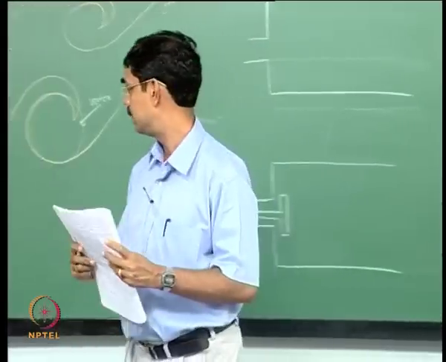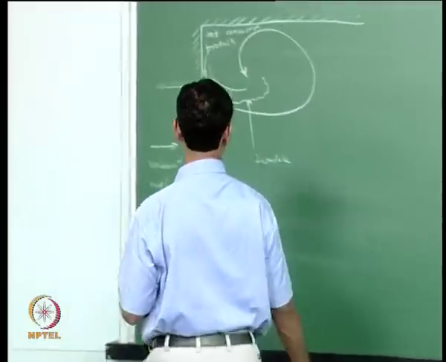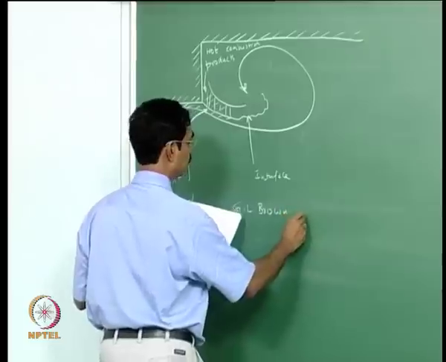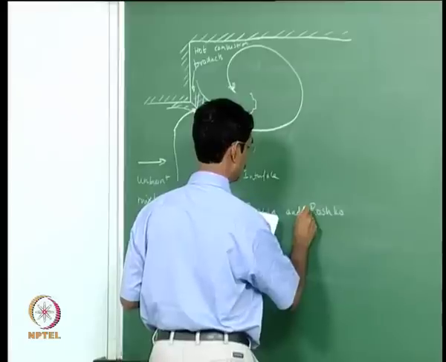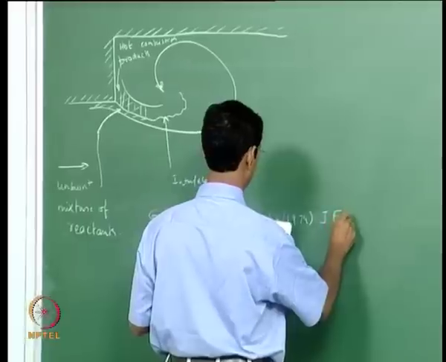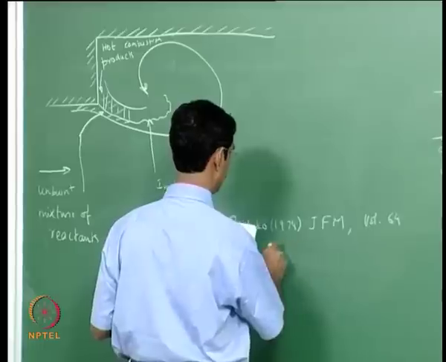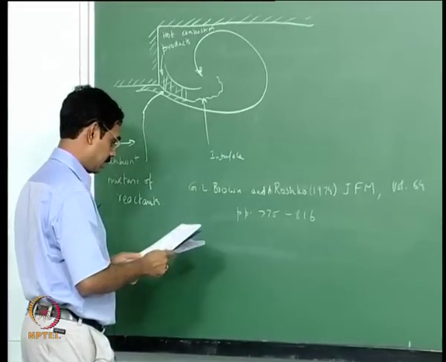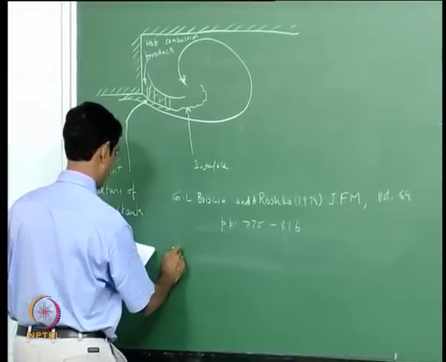The concept of large scale structures was first advocated by Brown and Roshko, 1974, JFM, Journal of Fluid Mechanics, volume 64, pages 775 to 816.